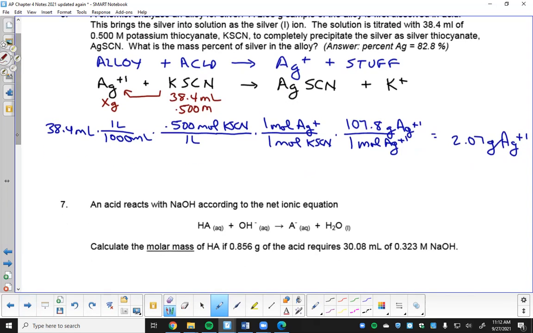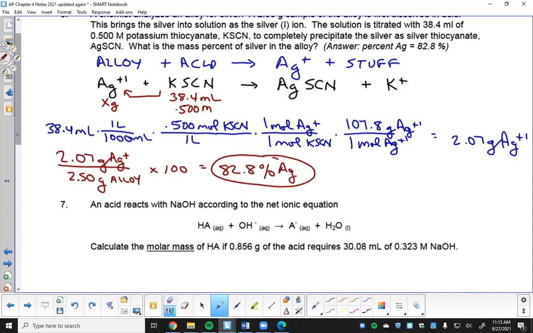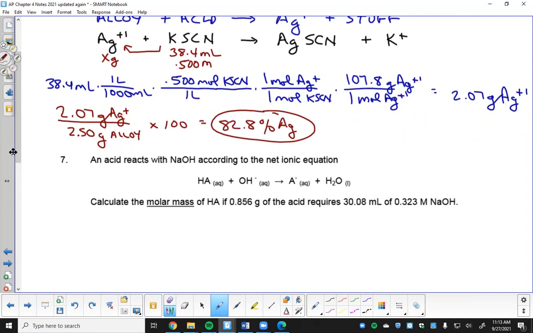Then if there's 2.07 grams and the alloy weighed 2.5 grams, that would mean 82.8%, which was up there for the answer already, would be the percentage of silver in the sample. As far as the stoichiometry goes, this is some of the most plain and straightforward stoichiometry you're going to get. But getting the equation organized and then doing a little percent composition afterwards is where the work comes in.